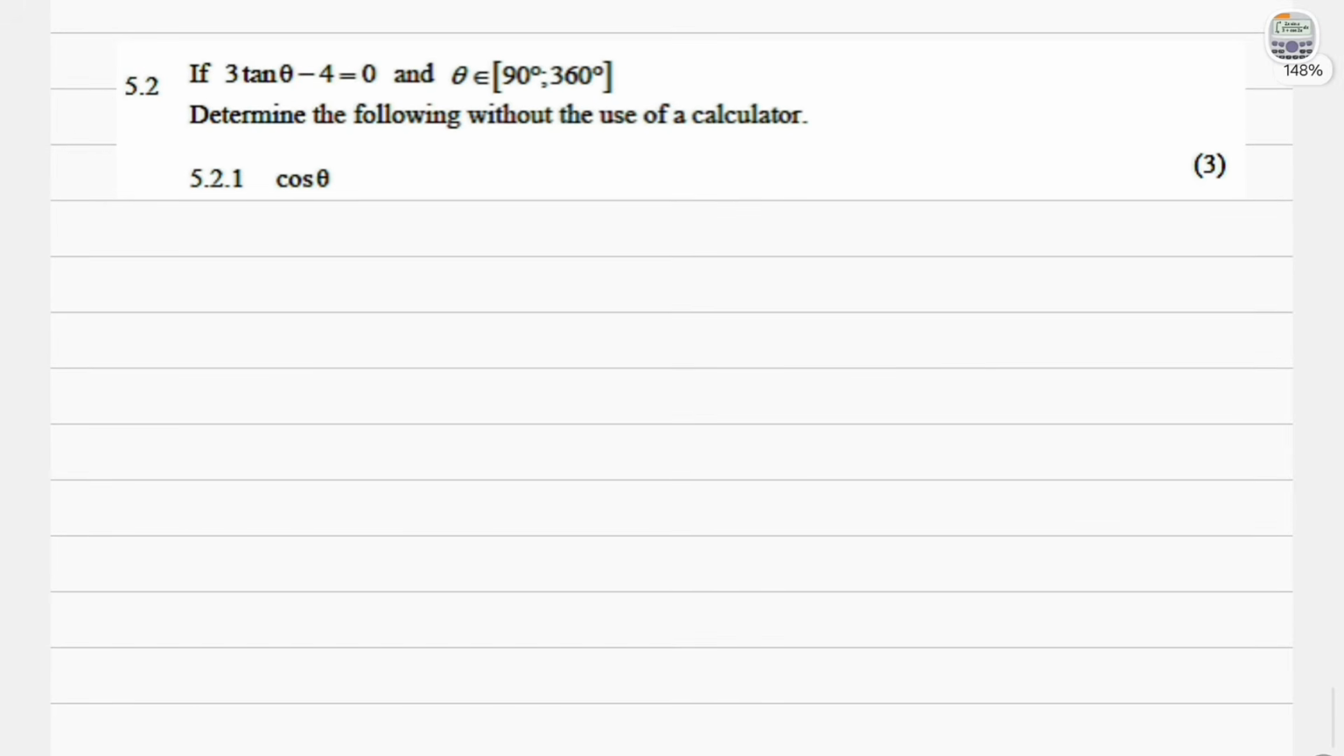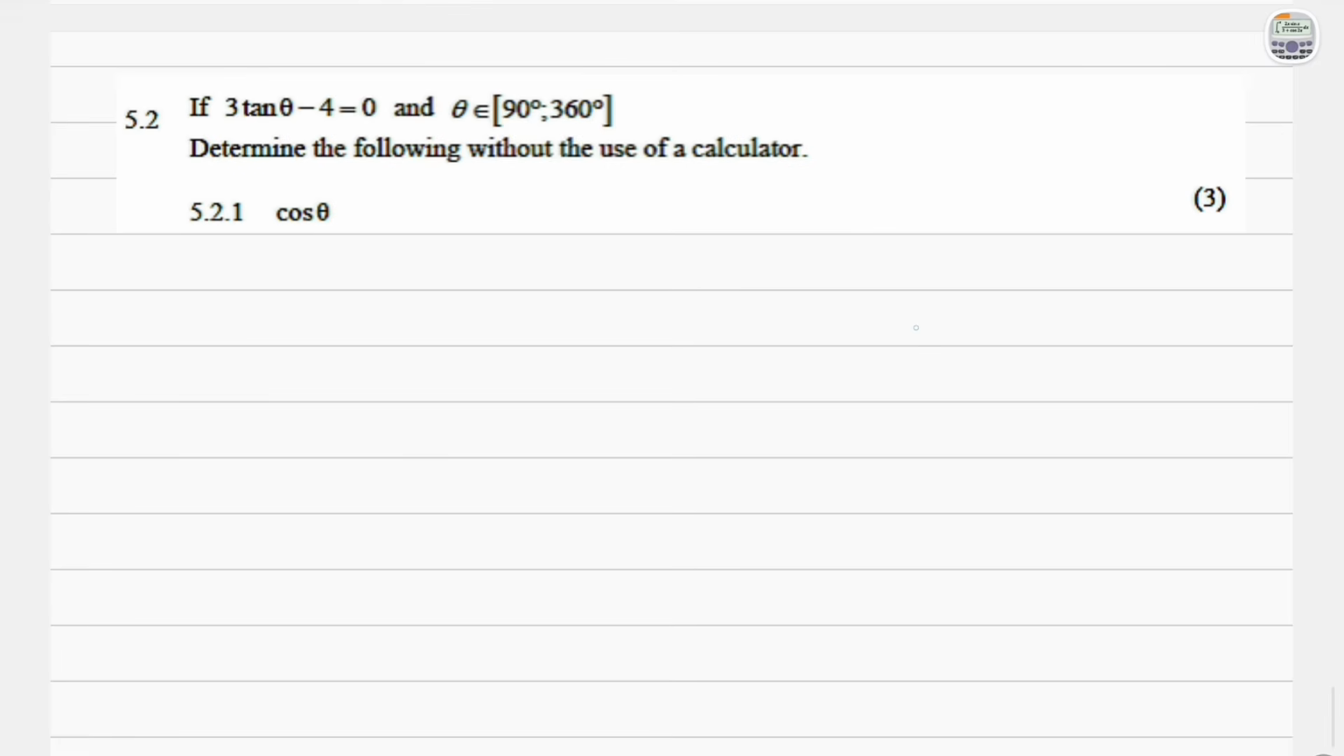Question 5.2 says, if 3 tan theta minus 4 is equal to 0, and theta is an element of 90 degrees to 360 degrees, determine the following without the use of a calculator. And we have to determine the value of cos theta. Well, from the information they're giving you, they're telling you about a quadrant that this terminal arm lies in. So we have a trig diagram, and let's just see.